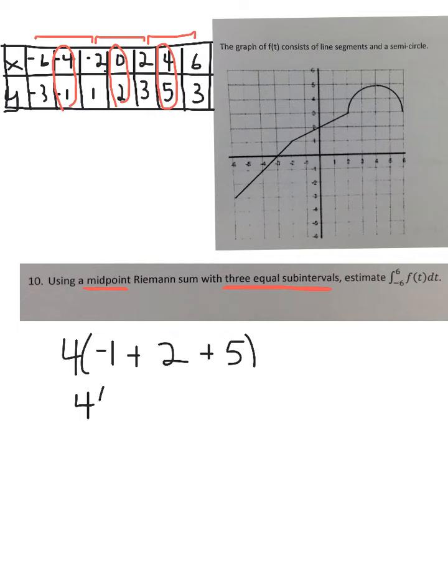So we've got 4, and what do we have here? 7 minus 1, so that's going to be 6, right? Final answer, 24.